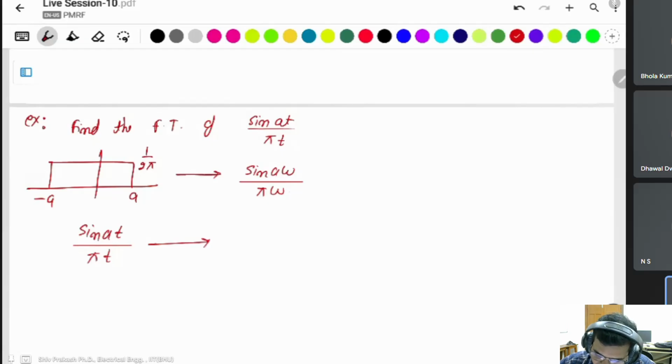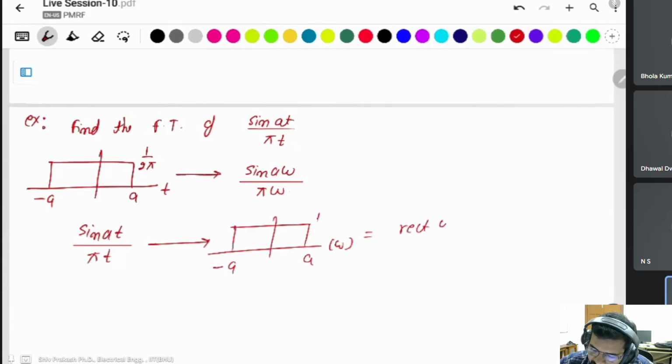Same thing, multiply by 2 pi, in place of t you can replace by omega, and the multiplication of 2 pi, this will be 1, from minus a to plus a. In the omega axis, this will be a rect of omega, and the bandwidth will be 2a, that's it, 2a.